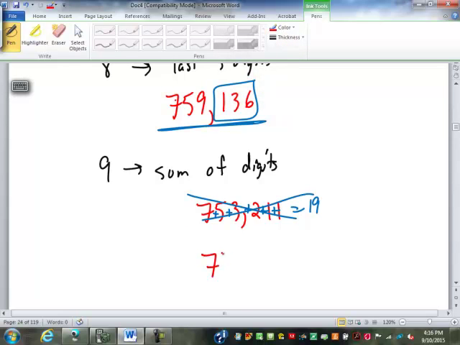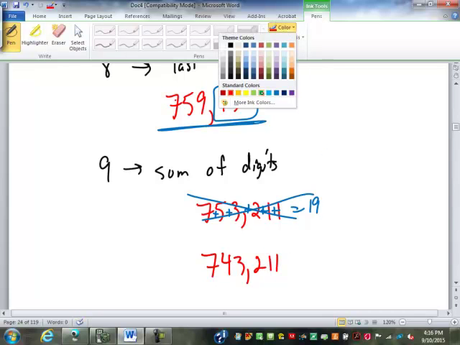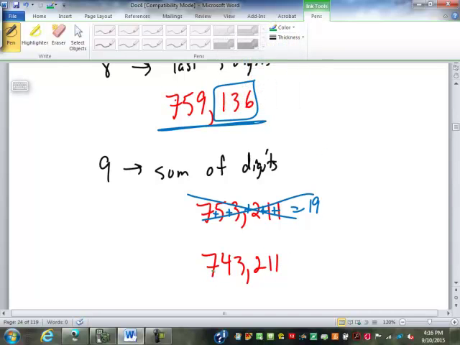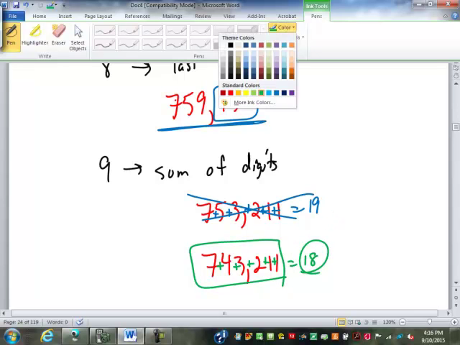But if I had this number, that's okay. I thought it did 18 when I was making it up myself. So 7 plus 4 is 11, plus 3 is 14, plus 2 is 16, plus 1 is 17, plus 1 is 18. 18 is divisible by 9, so 743,211 is divisible by 9.